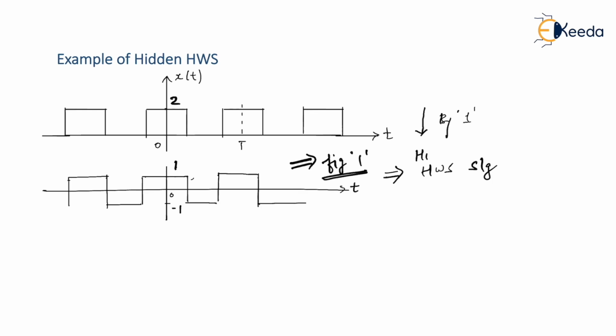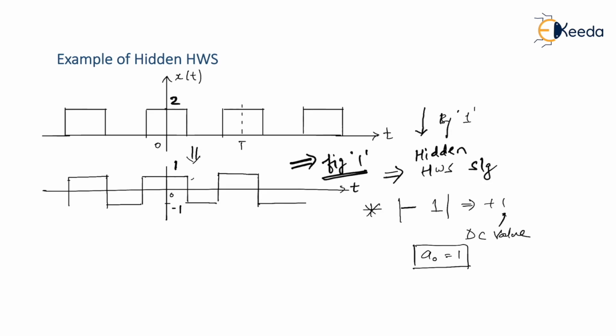So to be very appropriate, it is a hidden half wave symmetric signal. Secondly, the question is, how did I get this signal from the given signal? The answer is by subtracting 1. Now if I take a mod of it, it becomes plus 1. Then I would say this plus 1 is nothing but a DC value, and this is what we called as A not equal to 1. So this is nothing but a DC value.